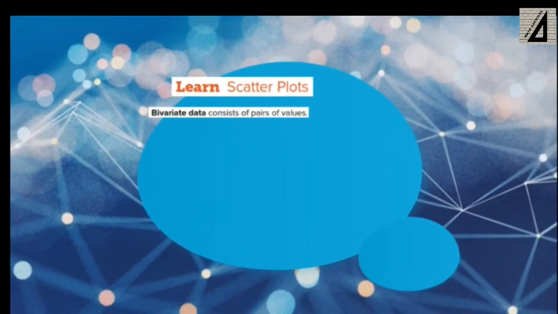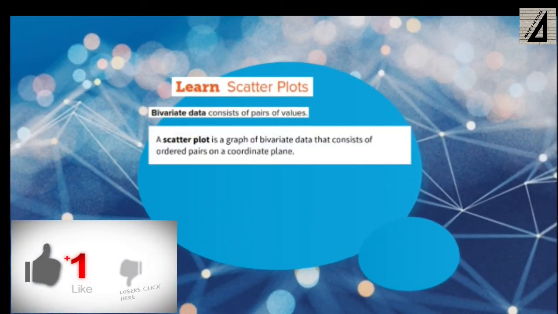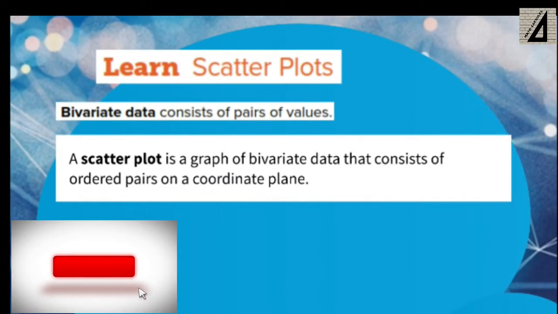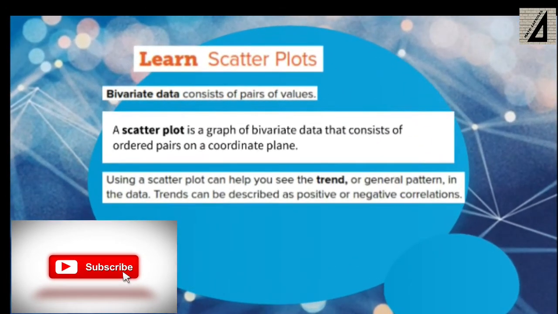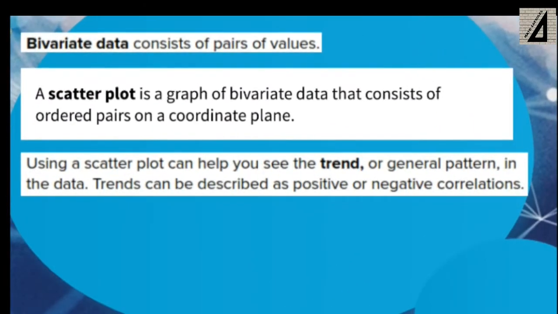Bivariate data consists of pairs of values, and a scatter plot is a graph of bivariate data that consists of ordered pairs on a coordinate plane. Using a scatter plot can help you see the trend or general pattern in the data. Trends can be described as positive or negative correlations. So let's see what that means.